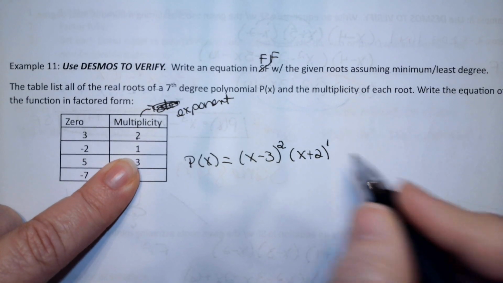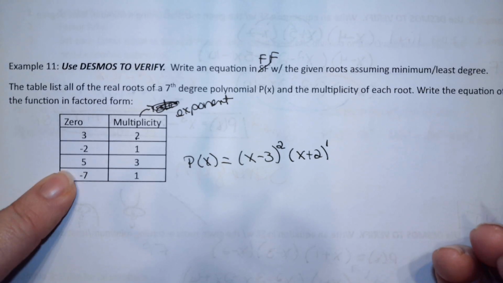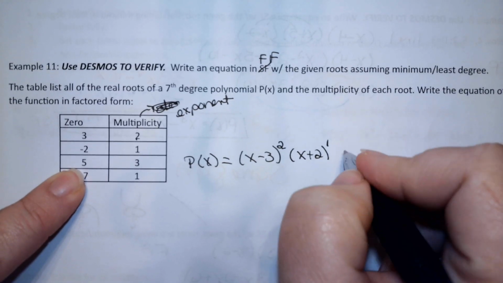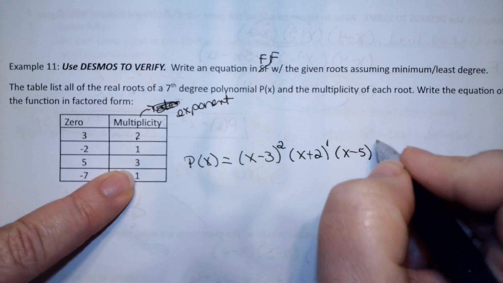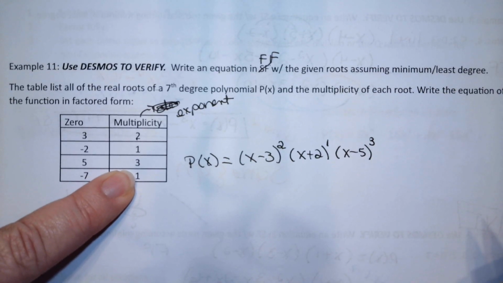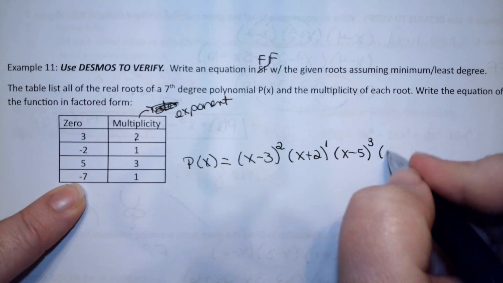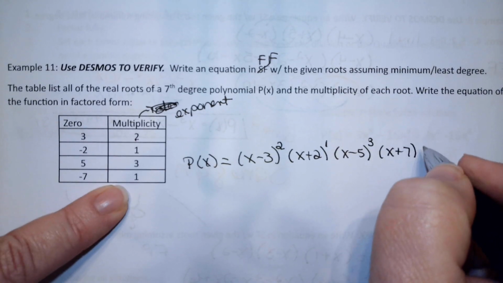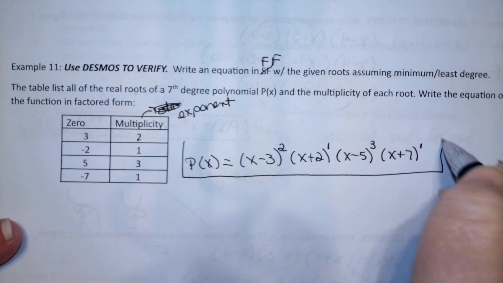Now we don't have to put that 1 there, but just for demonstration purposes, I am going to put it there. Our next root is a 5, so that would be x minus 5, multiplicity of 3, so that has an exponent of 3. And then negative 7, so we got x plus 7 with a multiplicity of 1. And this is what your factored form would look like.